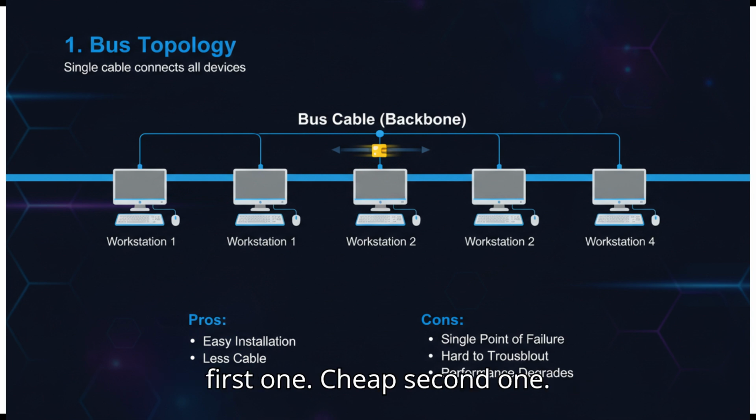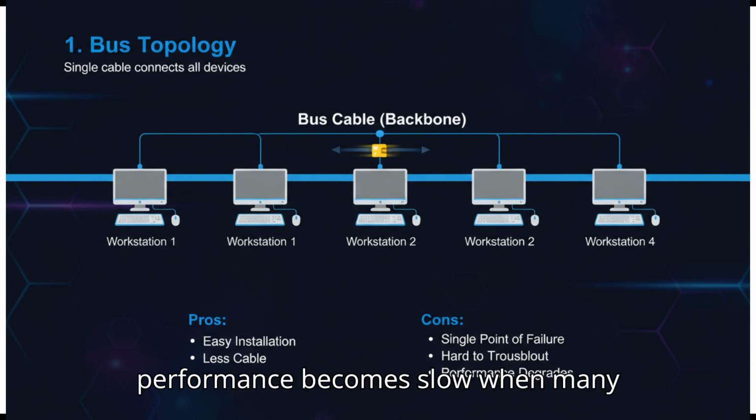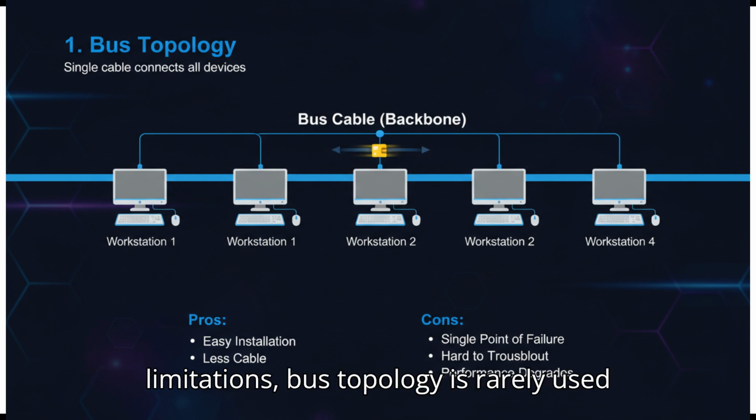Advantages. First one, very cheap. Second one, easy to set up. Disadvantages. First one, if the main cable fails, the entire network stops. Second one, performance becomes slow when many devices are connected. Because of these limitations, bus topology is rarely used today.